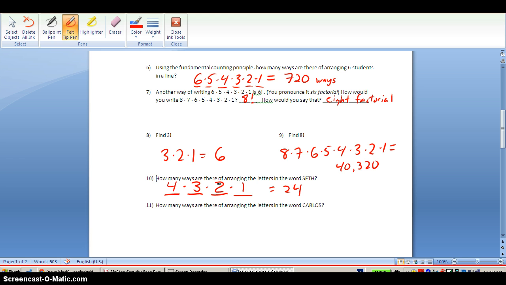Okay. Can you guys please go ahead and do number 11? Try the same thing with Carlos. How many ways are there of arranging the letters in the word Carlos? When you're finished, please check when you're done.